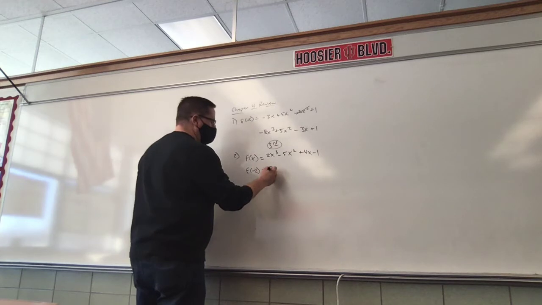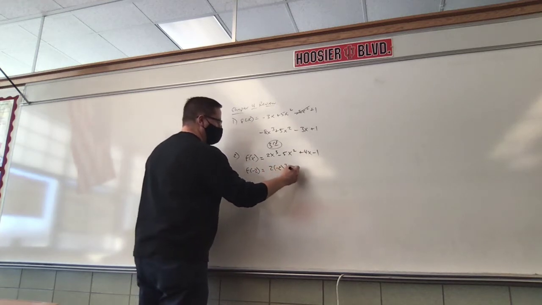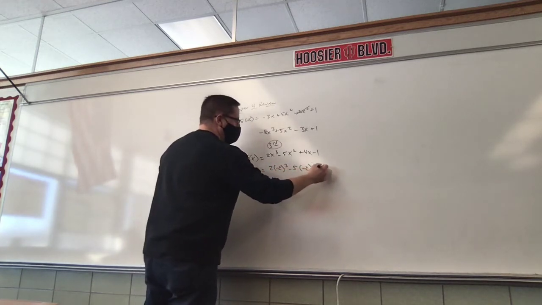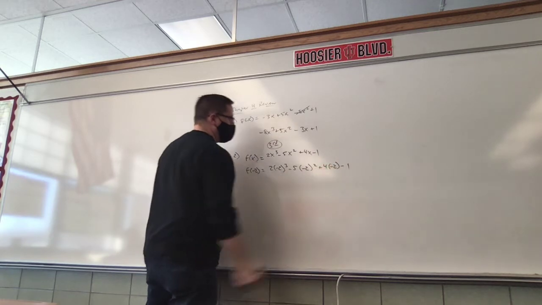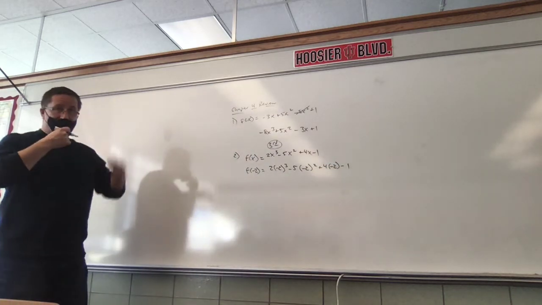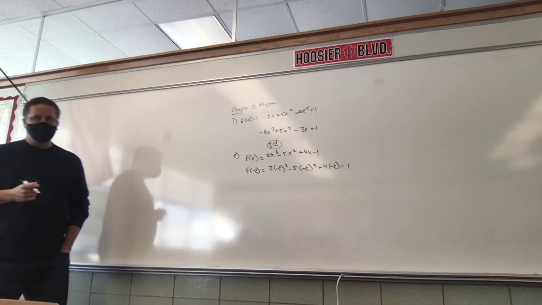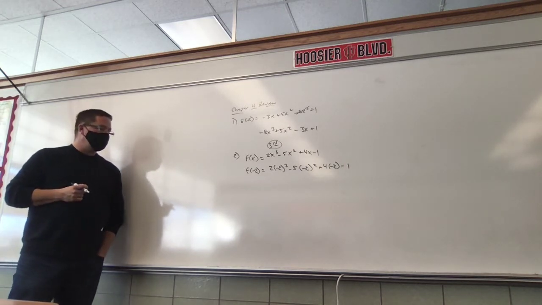Okay, so we have 2 times negative 2 cubed, minus 5 times negative 2 squared, plus 4 times negative 2, minus 1. I haven't done any calculating. I simply plugged in negative 2 for all the x's. And we're not done yet. We've got to simplify this thing.